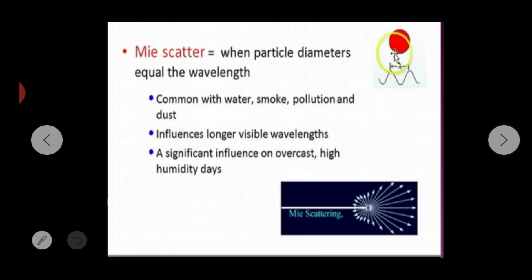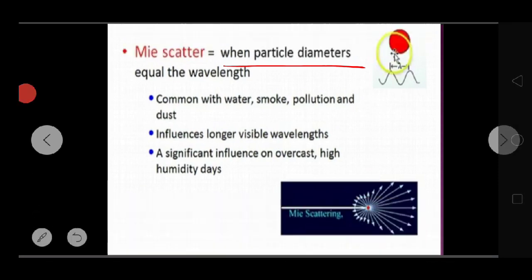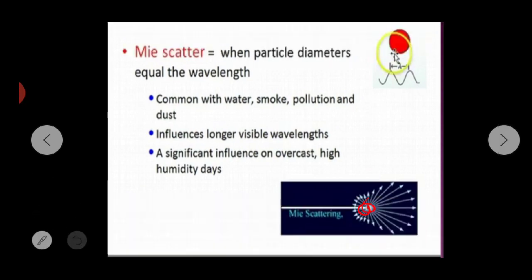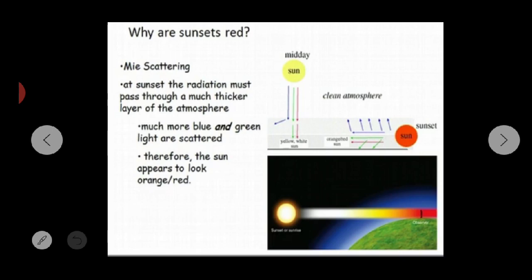Then we have Mie scattering, when the particle diameters equal the wavelength. So if the diameter of the particle is equal to the wavelength, then Mie scattering takes place. It is common with water, smoke, pollution and dust. Here the size of these particles will be more when compared to the particles in Rayleigh scattering. It influences longer visible wavelengths, with a significant influence on overcast, highly humid days. So that is when Mie scattering takes place.